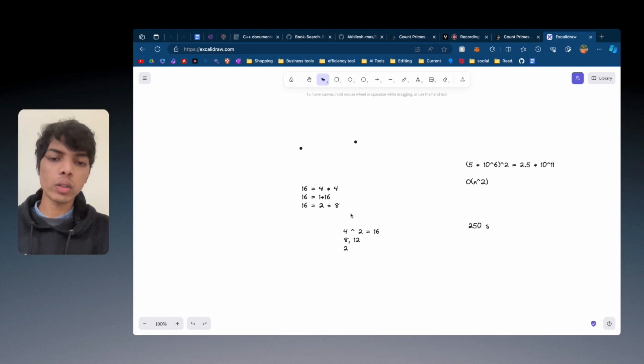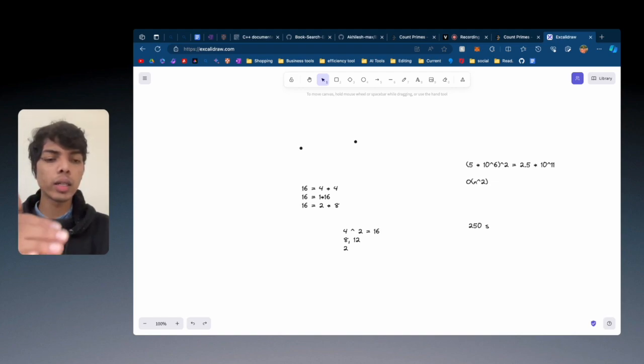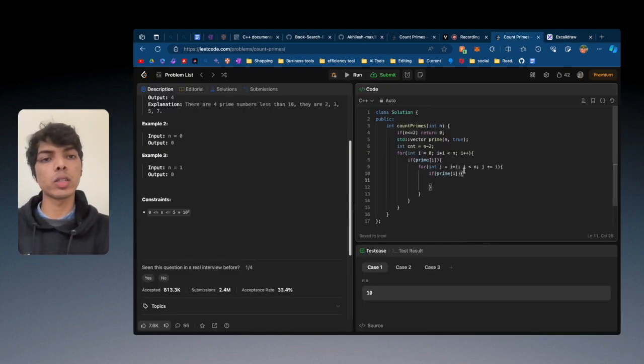Now 4, 2 will land on 16, and if the number is already non-prime and we again try to set it as non-prime or false, we would still be able to do so. But if we are also decrementing our counter along with that, then we will get a wrong reading. That's why we are avoiding that. That's why we'll be checking.